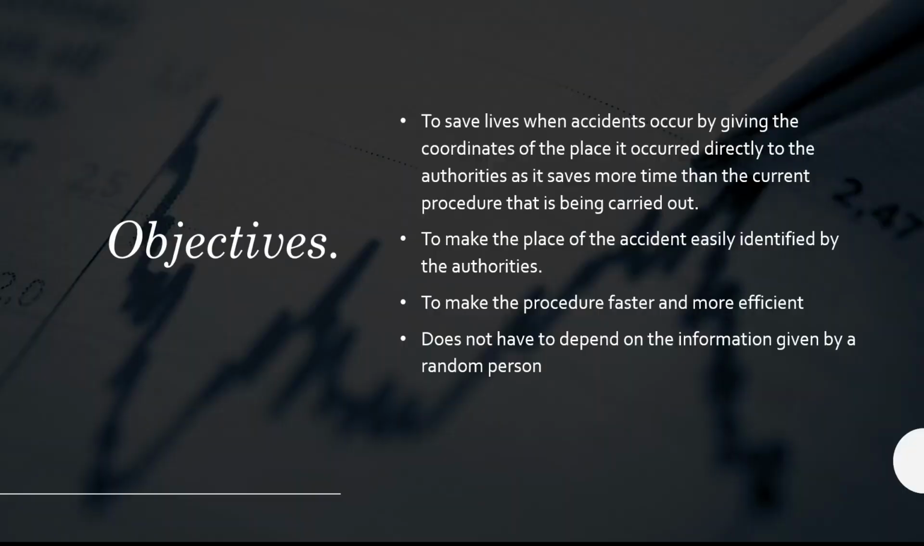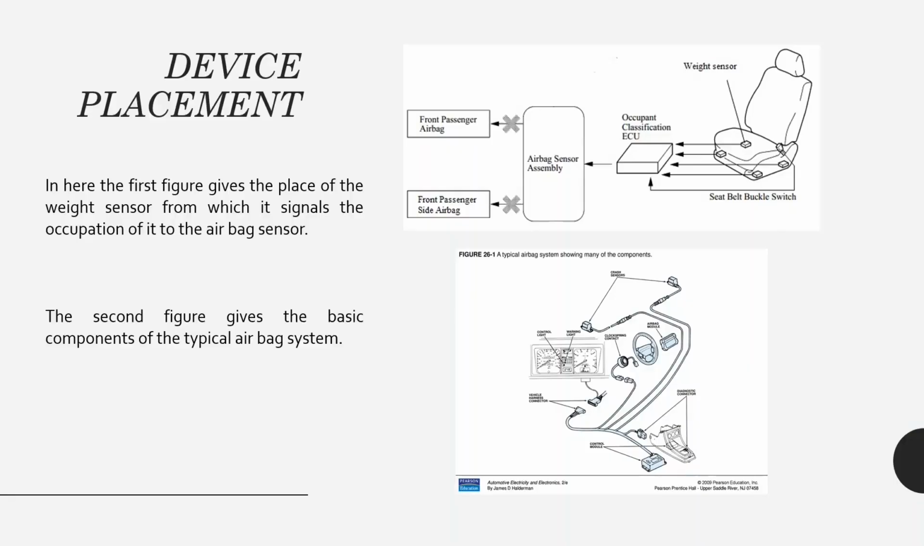The main objectives of this system are to save lives when accidents occur by giving the coordinates of the place it occurred directly to the authorities, as it saves more time than the current procedure. The place of the accident is easily identified by the authorities, and it also makes the procedure faster, more efficient and reliable, as it does not depend on the information given by a random person. Moving on to device placement.